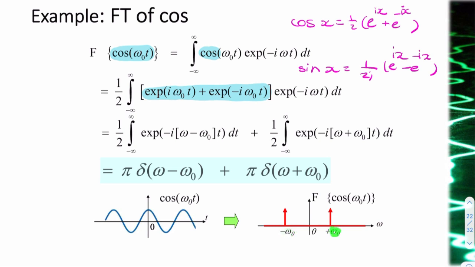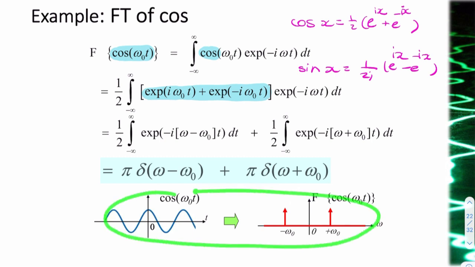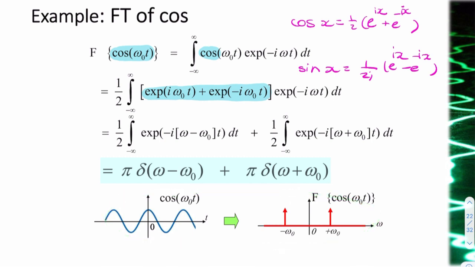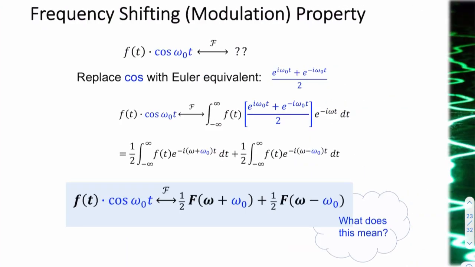It's just one in the positive frequency axis and one in the negative frequency axis. So this is the Fourier transform of a cosine. And that will be useful in talking about the next property, which is the frequency shifting property.